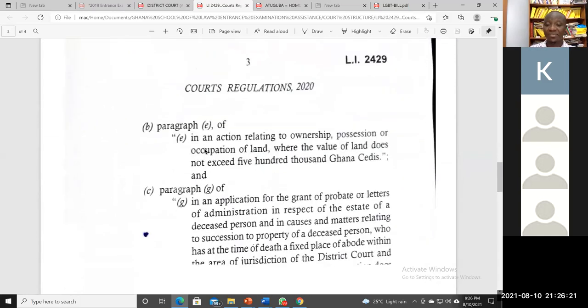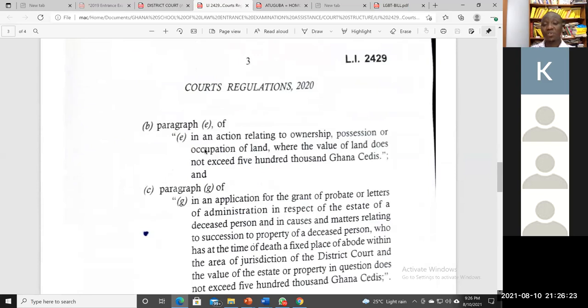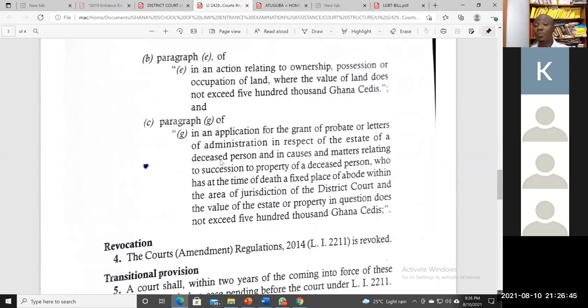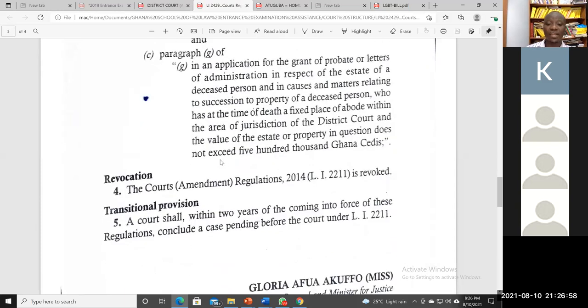And of course, when it also comes to land litigation, right? Land litigation or property litigation, so far as the value of the property, the house or the land, does not exceed 500,000 Ghana cedis, you can take it to the District Court. And in a similar vein, when it comes to probate or letters of administration, if the value of the estate of the deceased does not exceed 500,000 Ghana cedis, we can also take it to the District Court.